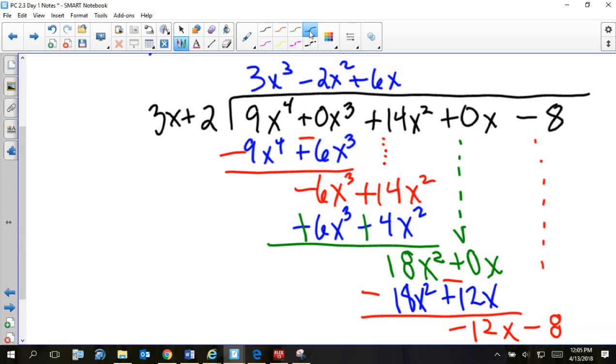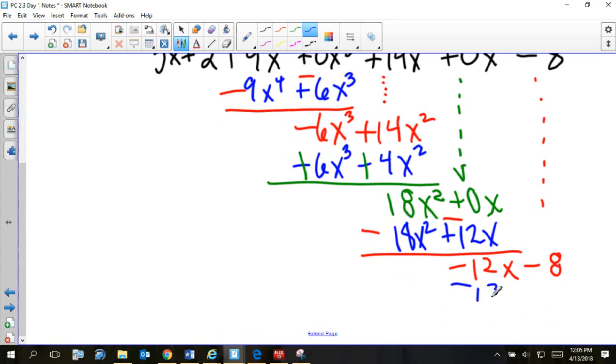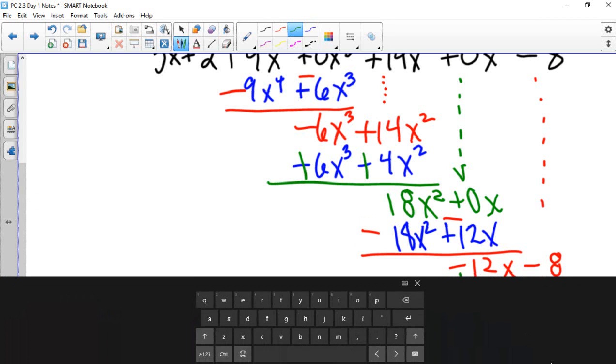Now one more time. Divide. 3x into negative 12x is minus 4. And we distribute to multiply, but I got to scoot it down so I have room. I'm going to get negative 12x minus 8. And then subtract. And then I end up having a remainder of 0.